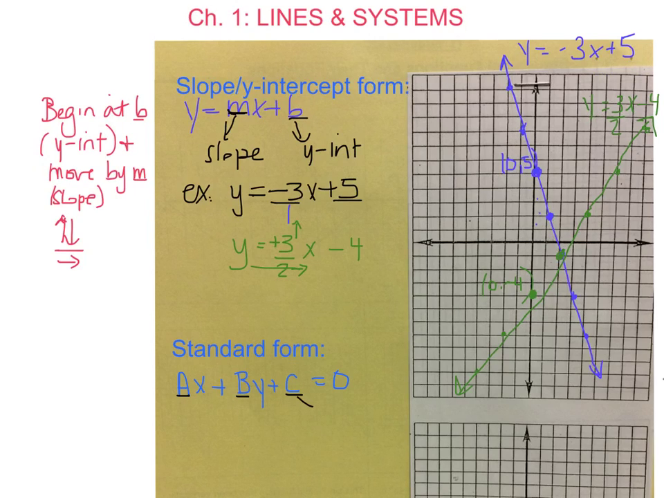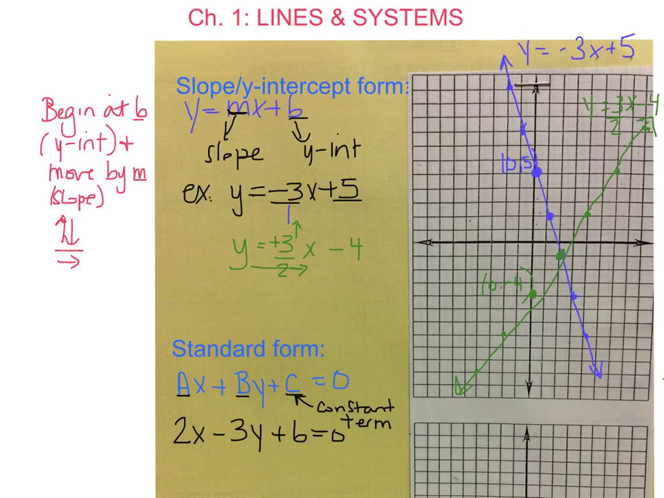C is called a constant term, because there's no variable next to it. And a is the coefficient of x, b is the coefficient of y. So an example of an equation in standard form would be 2x minus 3y plus 6 equals 0. That's an equation in standard form. Notice that all the terms are on one side and it equals 0.